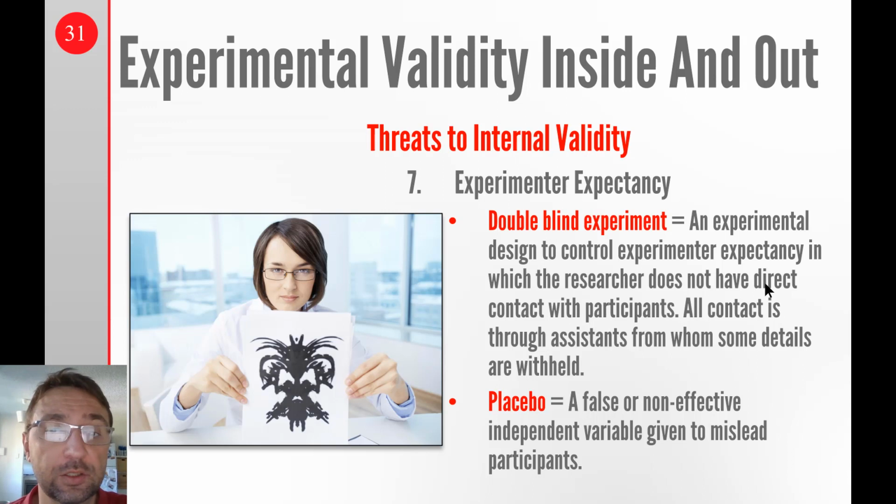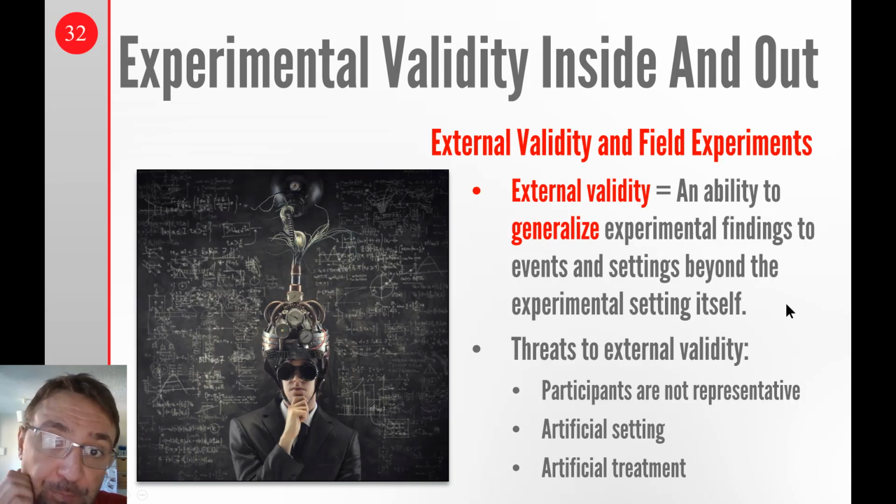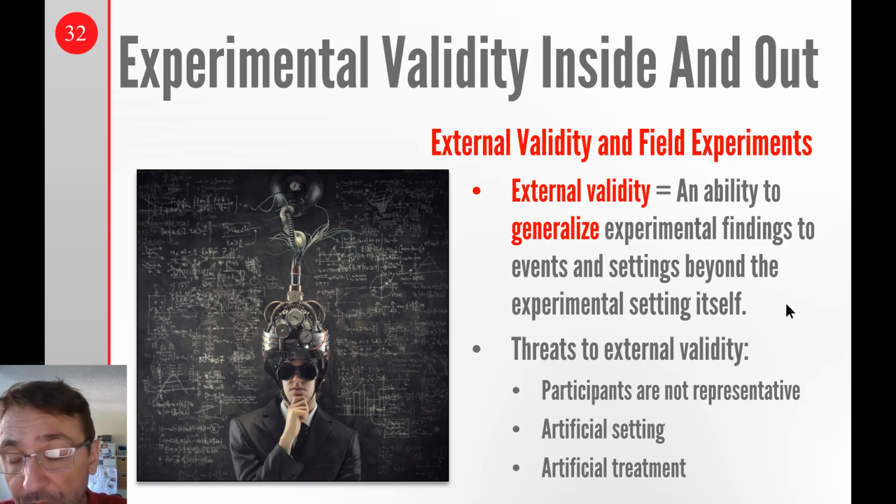Okay, moving right along. External validity and field experiments. So we talked about internal validity, but there's also this concept of external validity. While internal validity is about whether you can truly say the cause is the change in the effect and there's not something spurious going on, external validity is about how much you can say that the cause and effect relationship you saw in the experiment can really be generalized to the larger world, right?